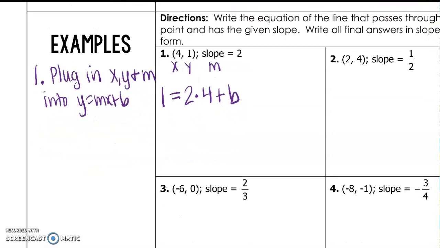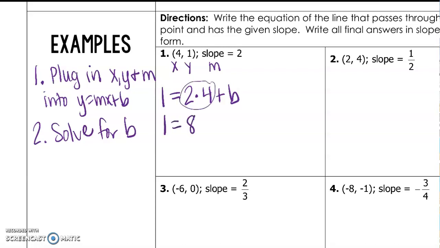Then we need to solve for b. The nice thing is you're going to do the same thing every time. First, we need to actually multiply. So 1 equals 2 times 4 is 8 plus b. To get b by itself, we would subtract 8. So I'm just going to flip it so it says b equals -7.